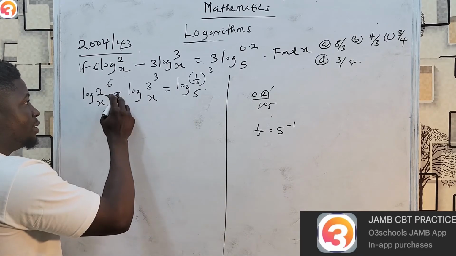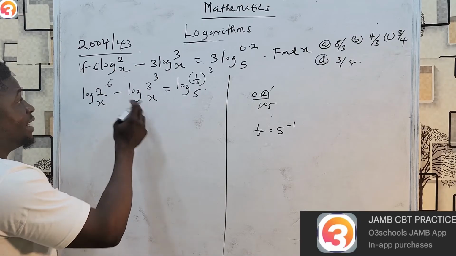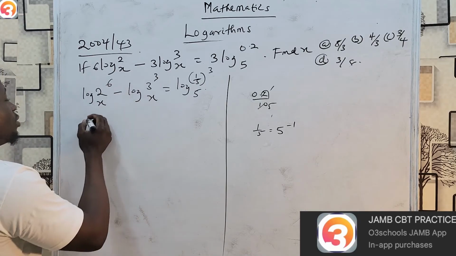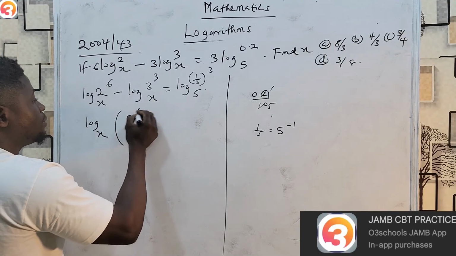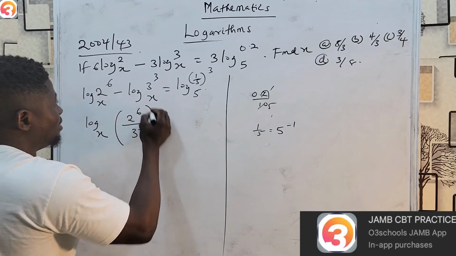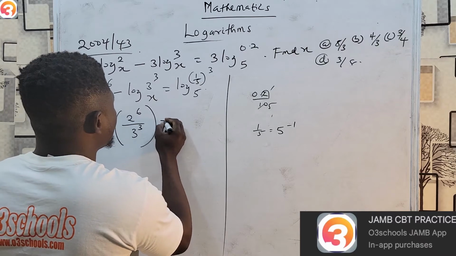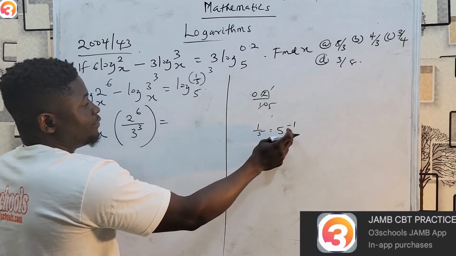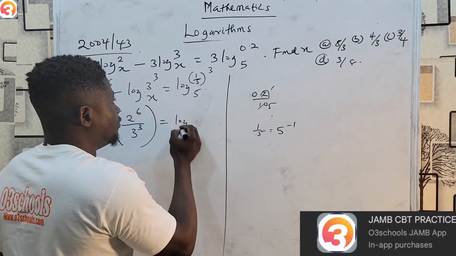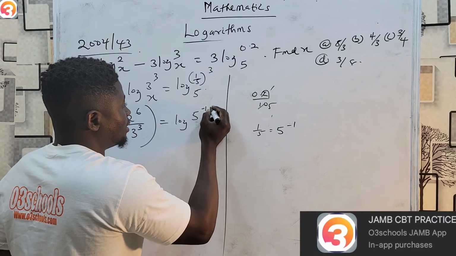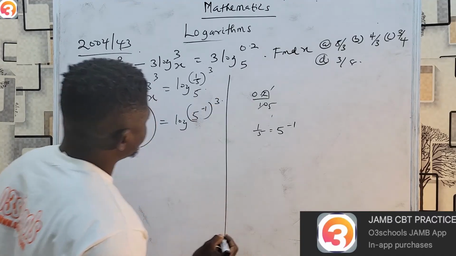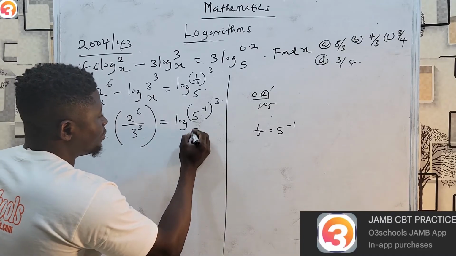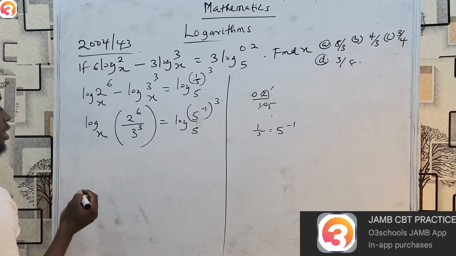From your laws of logarithm, when you're having subtraction, it means you should divide them. So I'm going to have log x of 2 raised to power 6 over 3 raised to power 3, right? Then it's equal to the logarithm of 5 raised to power minus 1, all raised to power 3, base 5. Do not forget that and do not throw it away.